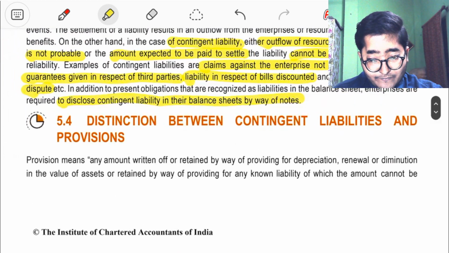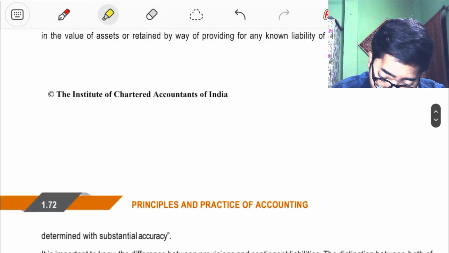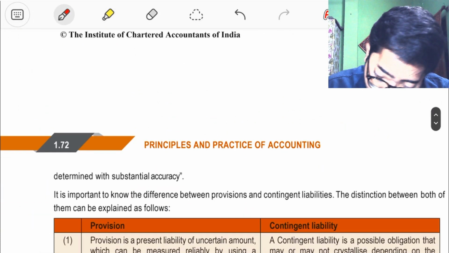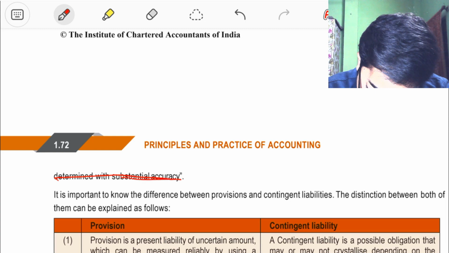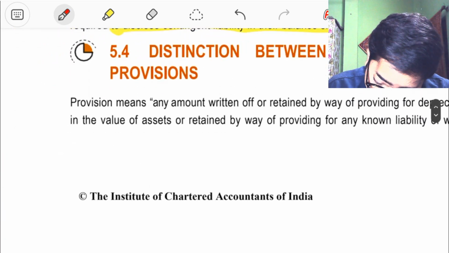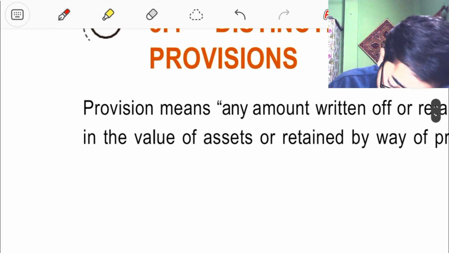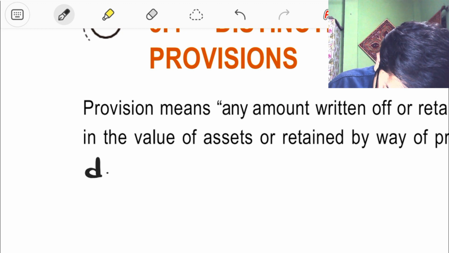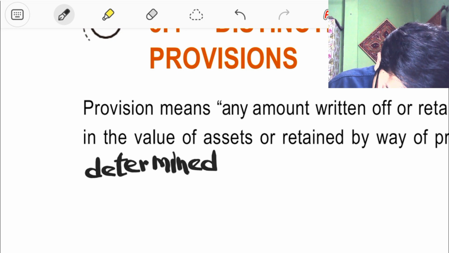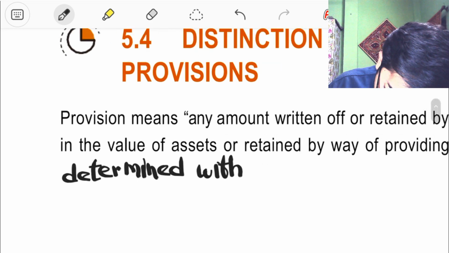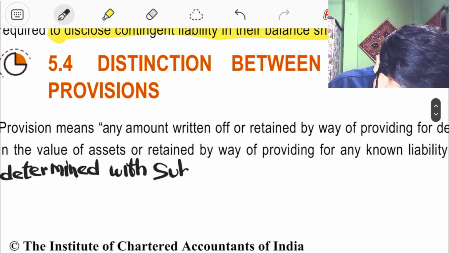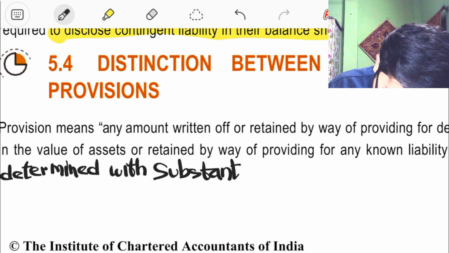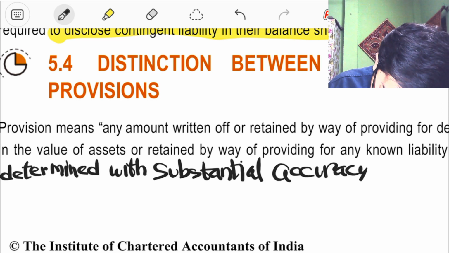So here, for your better understanding, I'm cutting this domain "substantial accuracy". I'm writing over here with black pen itself. I'm writing for your better understanding: determined with substantial accuracy.